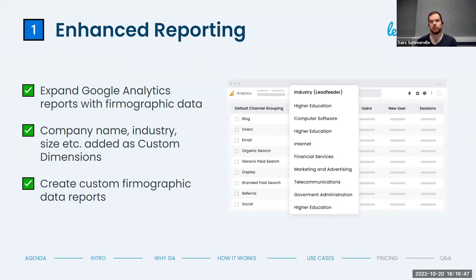So this allows you to change your reporting from the number of users that are coming in to the number of companies and the types of companies that are coming into your website. And you can add this to any standard reports or any of the custom reports.